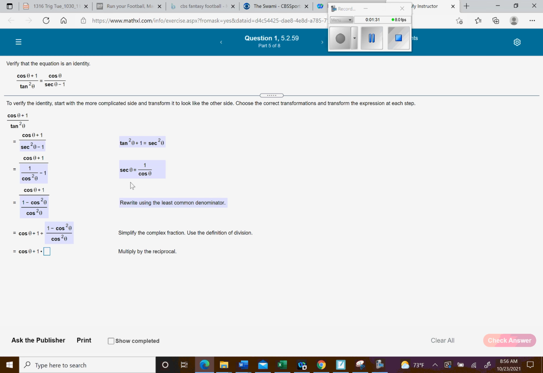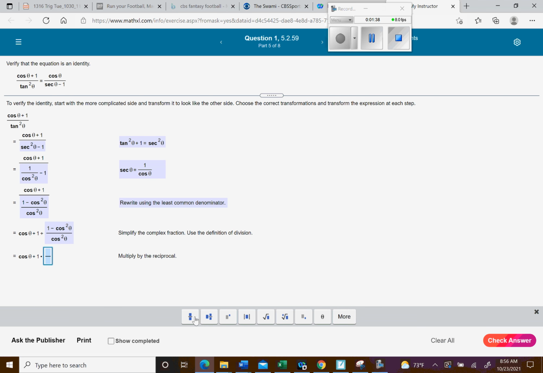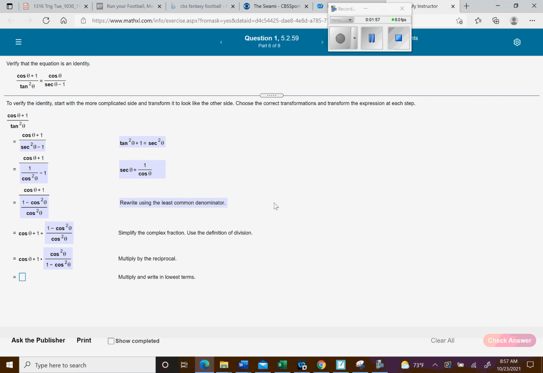That looks good. Now they're changing it to multiplication, and so you have to do the reciprocal. So now we're going to flip this around and we'll have the cosine of theta squared on top, and on bottom we'll have the 1 minus cosine of theta squared. Okay, all right. Now it says multiply and write in lowest terms.